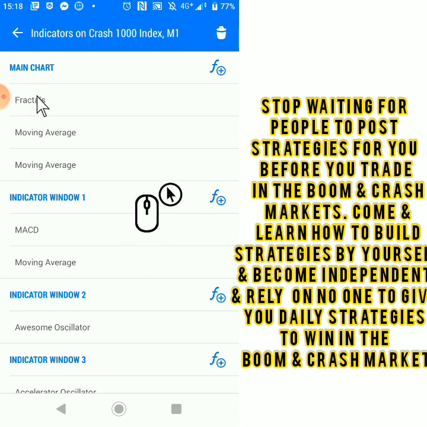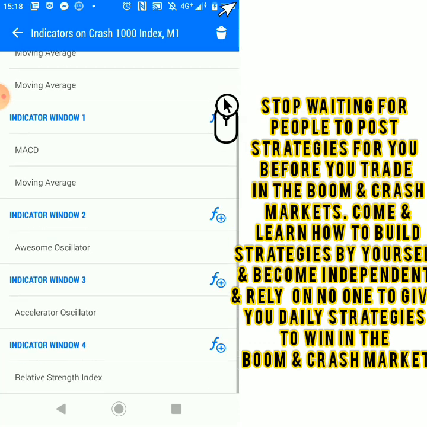Please don't worry about the fractal, the moving average, the MACD. Those are indicators I'm using for some other important trades. Just for this strategy, for this Crash 1000 right now, we're going to be using the awesome oscillator. Please make sure you follow the arrow. Don't mind the cursor, follow the arrow. We're going to be using the awesome oscillator, the accelerator oscillator, and the relative strength index.